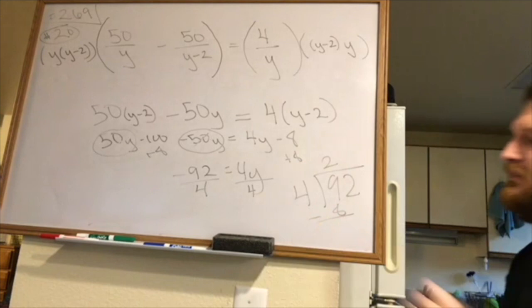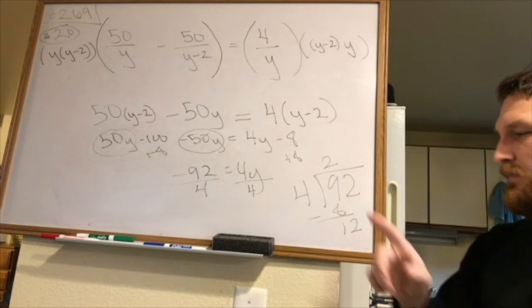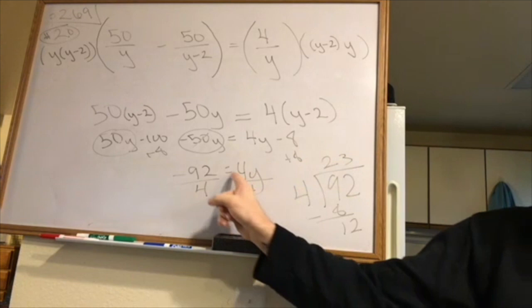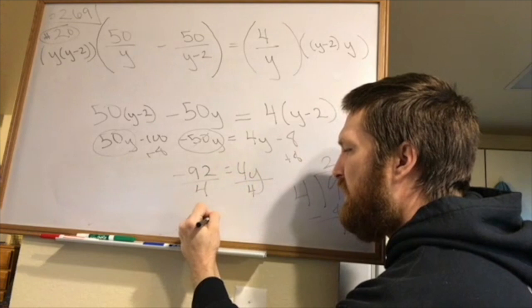9 minus 8 is? 1. Drop the 2. How many times does 4 go into 12? Those 3. And so 23. So this must come out to negative 23. So negative 23 equals y.